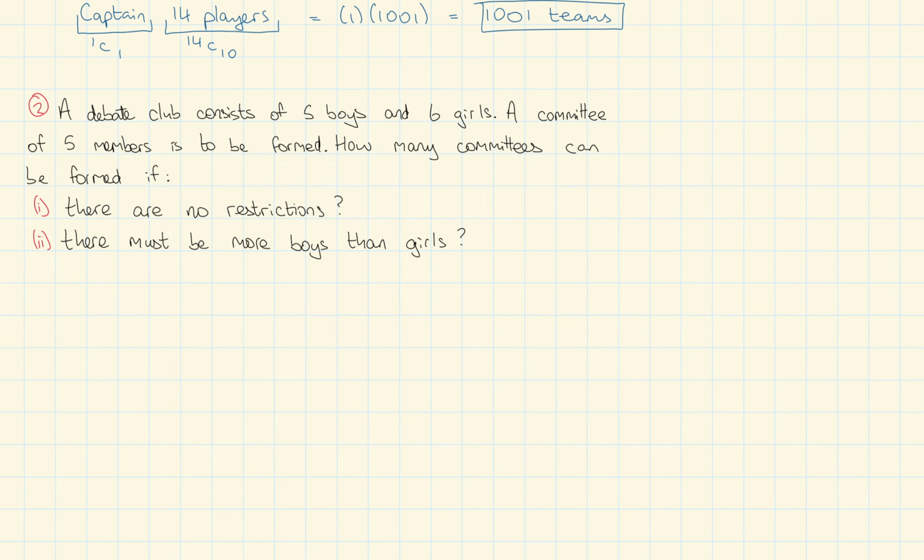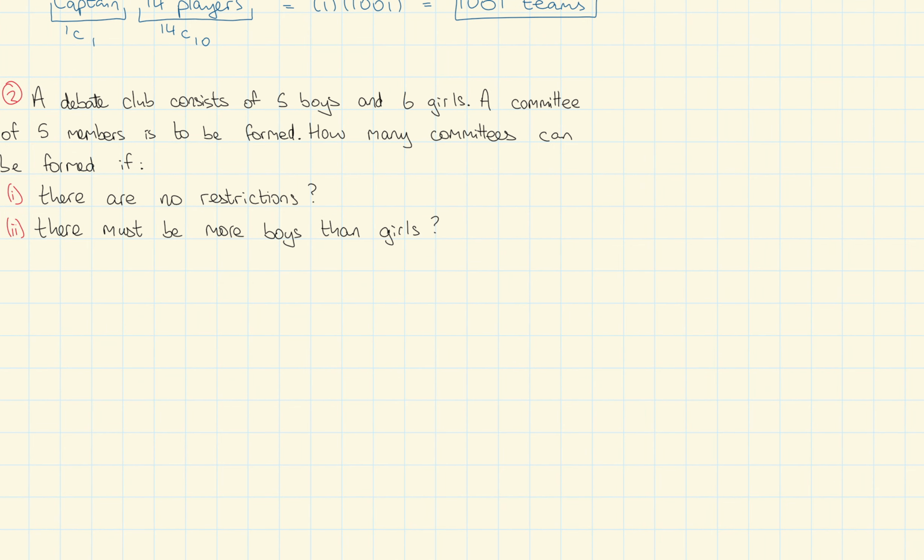Okay, and part 2 now, we have a debate club. It consists of 5 boys and 6 girls. A committee of 5 members is to be formed. How many committees can be formed if part 1 says no restrictions, and part 2 is that there must be more boys than girls? Okay, we'll look at part 1 first. 5 boys and 6 girls gives me 11 members, and a committee holds 5. So 11 choose 5. Into your calculator will give you back 462 for part 1. That's the answer.